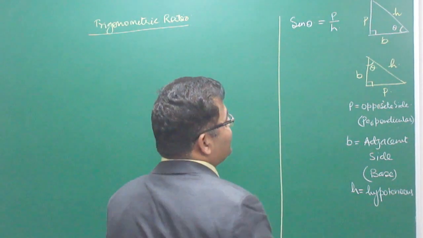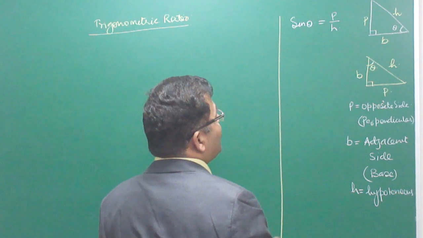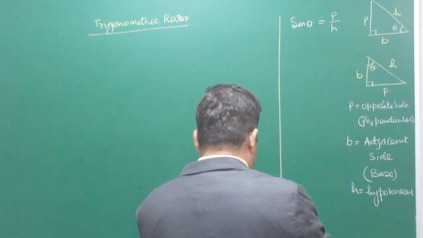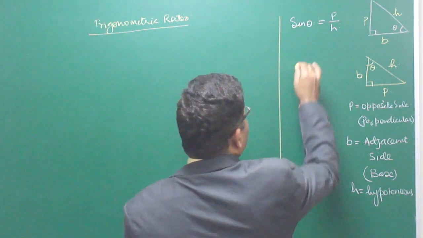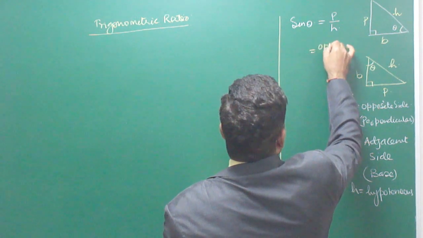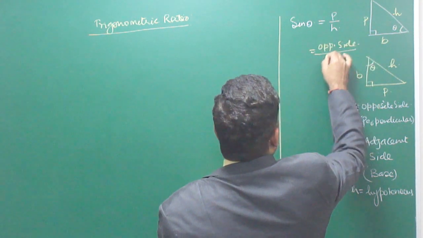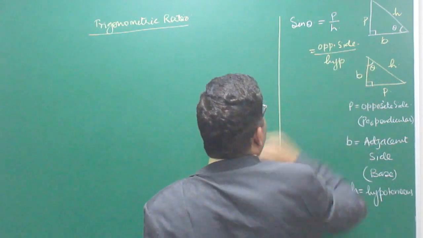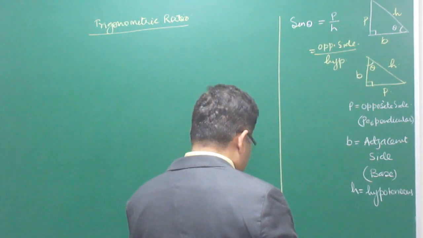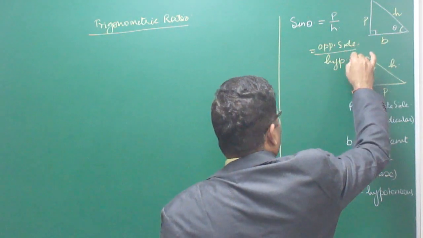So sine theta is P by H, or in other words you may remember, opposite side upon hypotenuse. Right? Sine theta is opposite side upon hypotenuse.